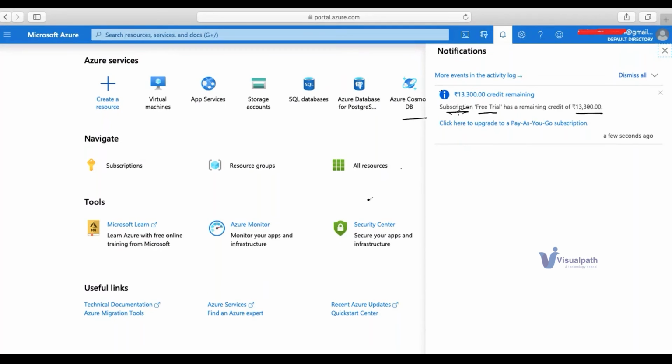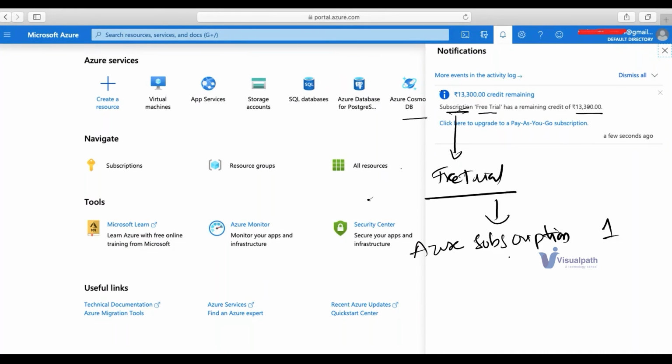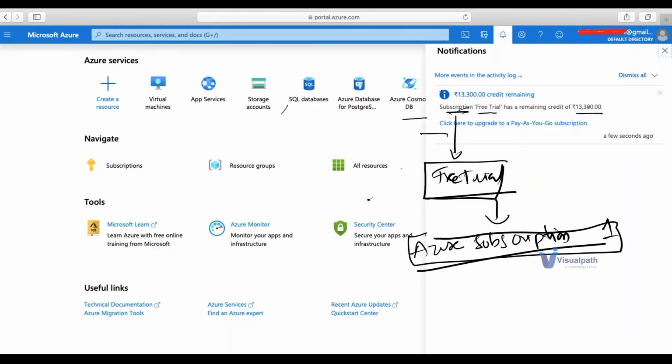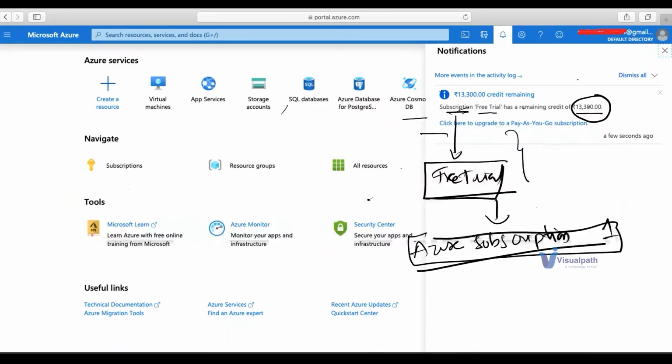What is the subscription called? Free trial subscription. Sometimes, based upon the geographic location, I also noticed it has been mentioned as Azure Subscription 1. So one is free trial or the name can be Azure Subscription 1. Both of them are free trial and the 200 US dollars or 13,300 INR will be credited to your account straight up to explore Microsoft Azure.